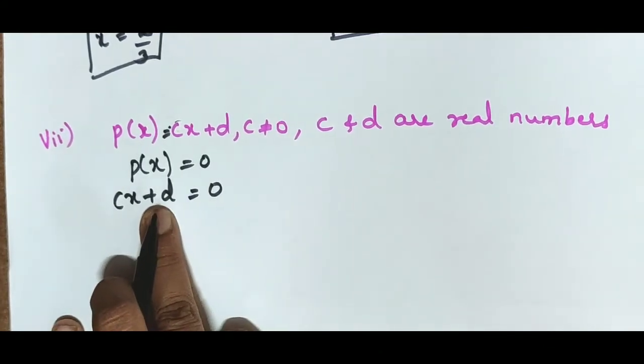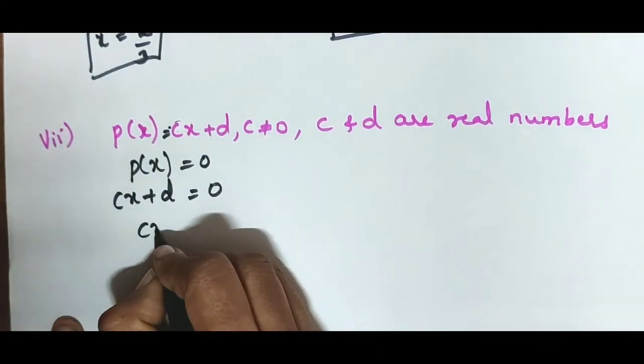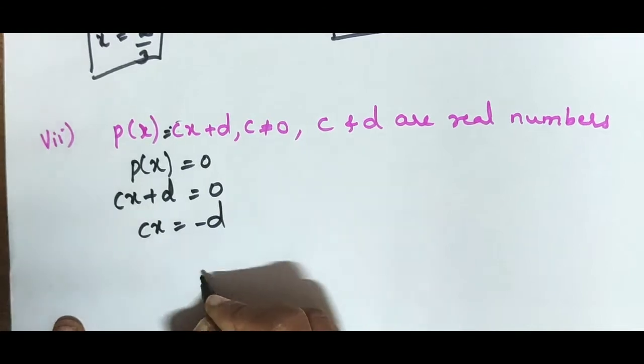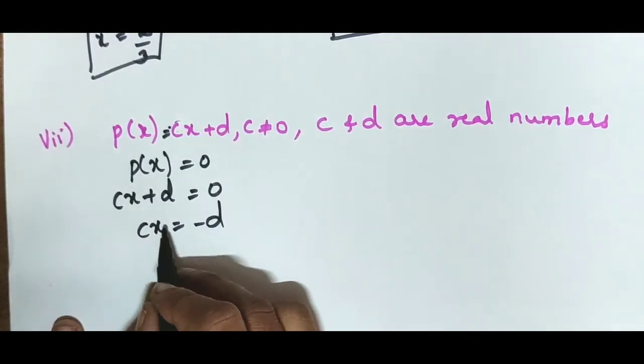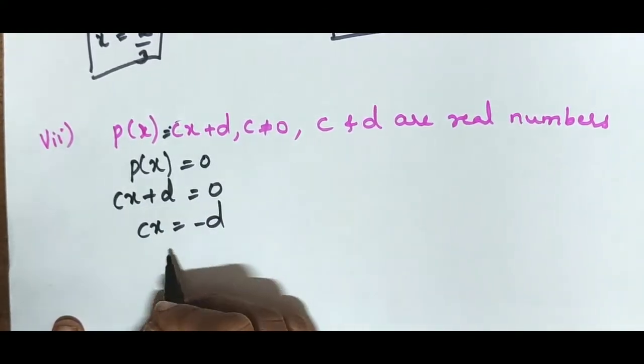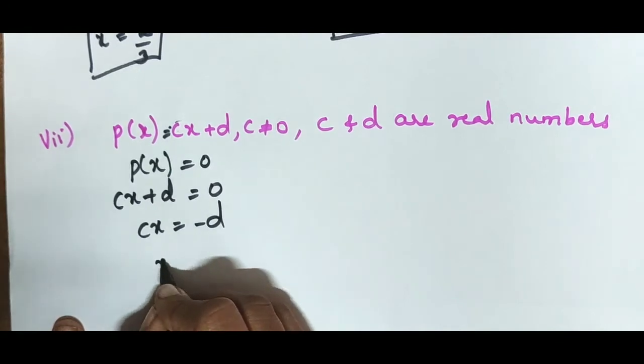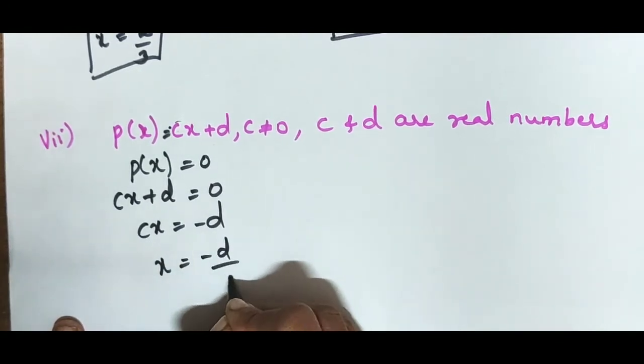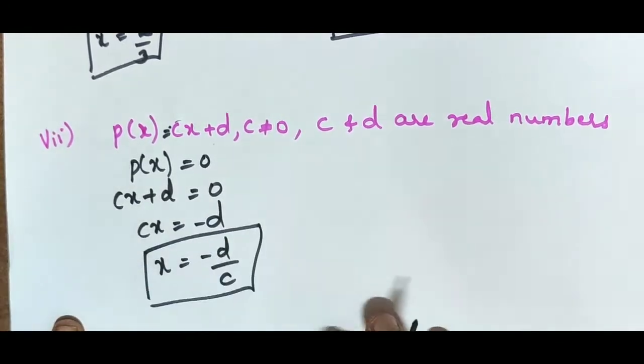Clear? So now let us take d to the RHS. So cx plus d becomes minus d. Clear? So now 0 minus d, it is minus d. So now you have to find the value of x. x is equal to minus d by c. So this is the value of x here.